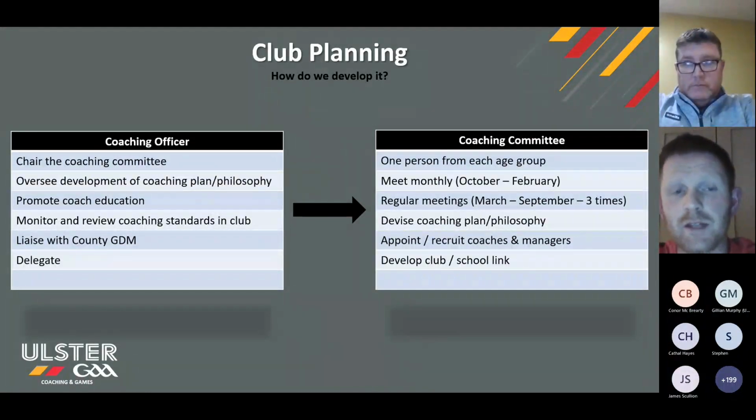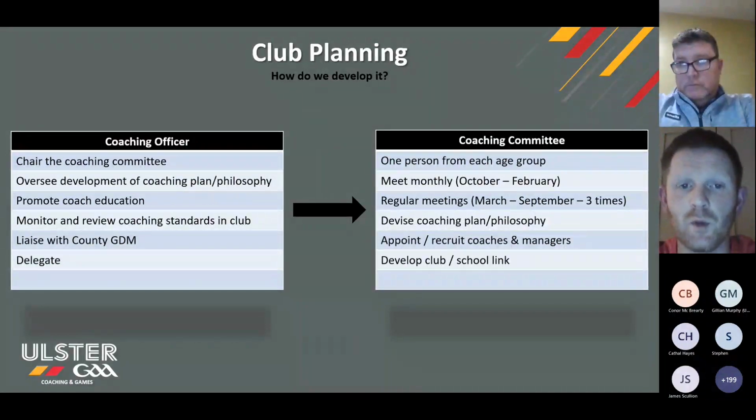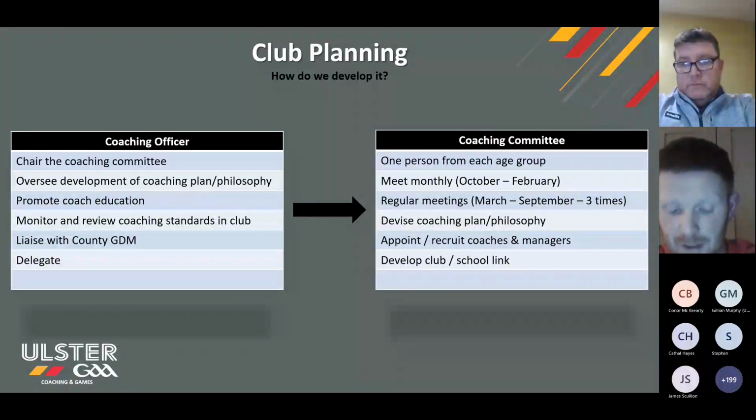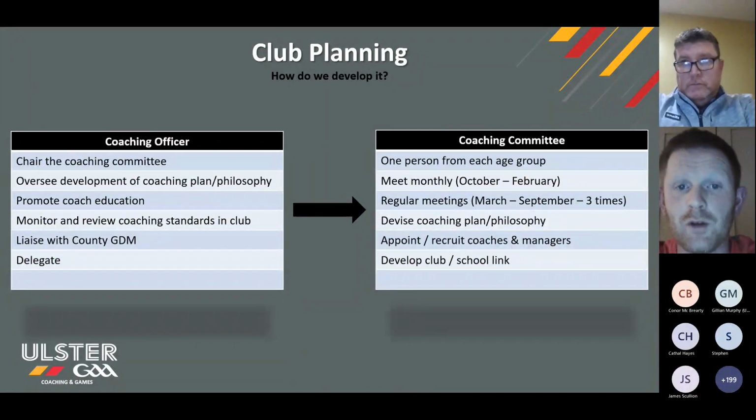I suppose from the coaching officer, then the coaching officer is going to need a coaching committee. And again, this is just my own opinion, and what I would say would be best practice within clubs. So the coaching committee is made up of one person from each age group. So if you have a manager, a coach, or a mentor from each age group, from under 7 through to under 17 in the club, it doesn't need to be the manager, doesn't need to be the lead coach. It just needs to be somebody from that management team who's prepared to join the coaching committee.